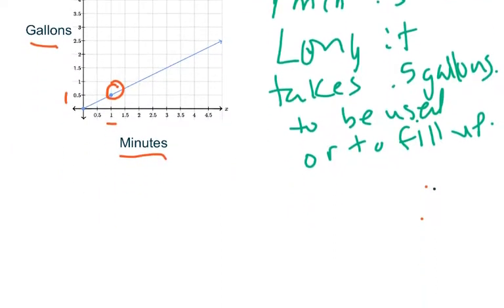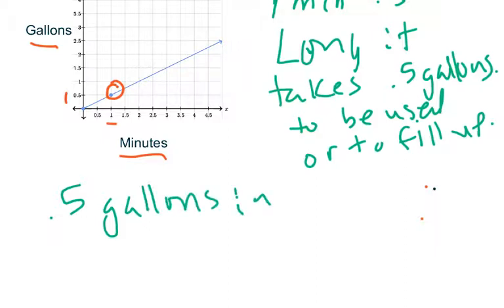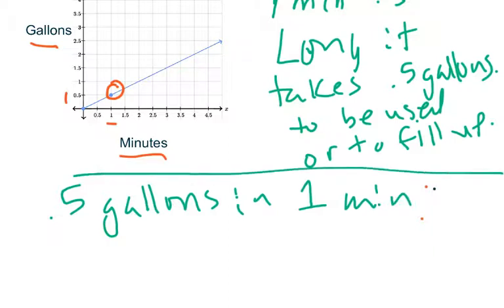The other way to look at it then would be 0.5 gallons in 1 minute. So two different ways to interpret this graph.